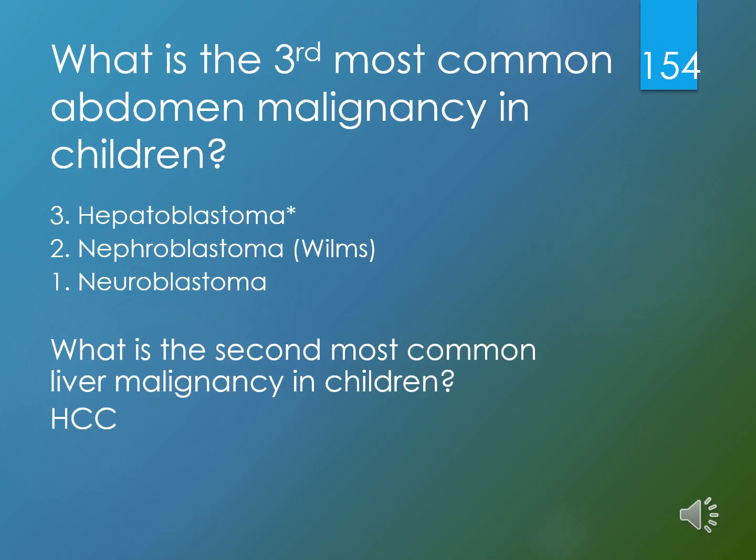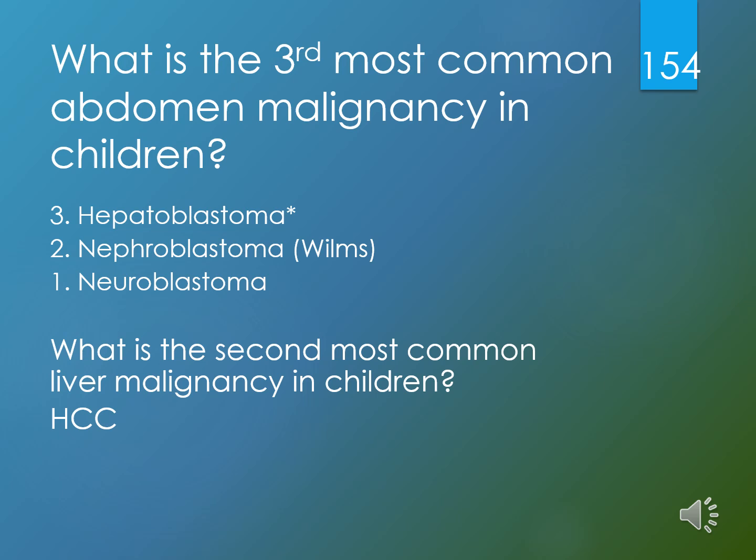What is the third most common abdominal malignancy in children? Hepatoblastoma. Second is nephroblastoma or Wilms tumor, so one of the kidneys. And the most common abdominal malignancy in children is neuroblastoma. Children should be having a blast, not a blastoma. You'll learn about blastocysts in OBGYN. Blastos means sprout, and it's a suffix meaning an embryonic state of development or the creator of a type of cell.